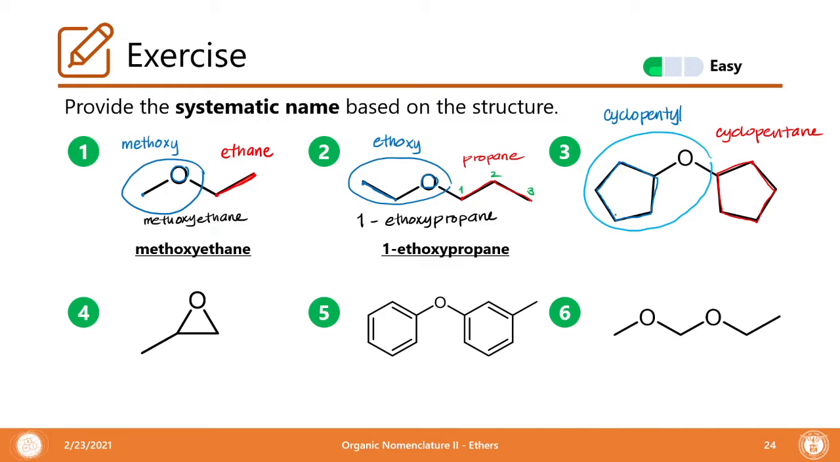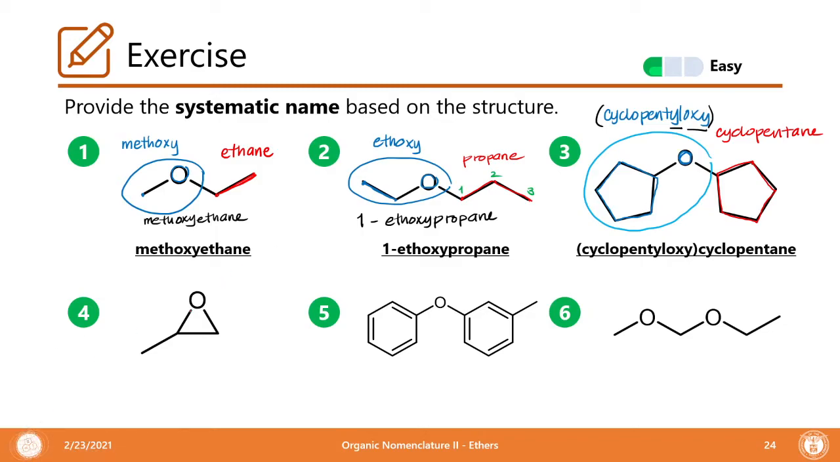Okay, since it's quite large, since it's cyclic, we will now be using alkyl oxy instead of alkoxy. Cyclopentyl oxy. And then we separate it in parentheses. Whenever we use yl oxy, we have to separate it in parentheses. So we have cyclopentyl oxy, cyclopentane. Okay, let's move on to number 4.